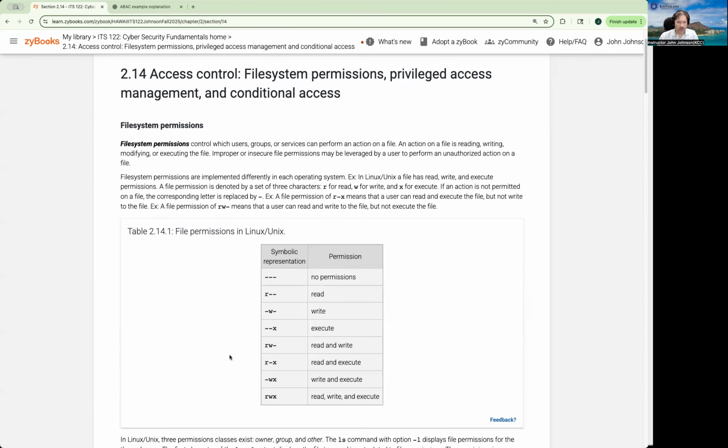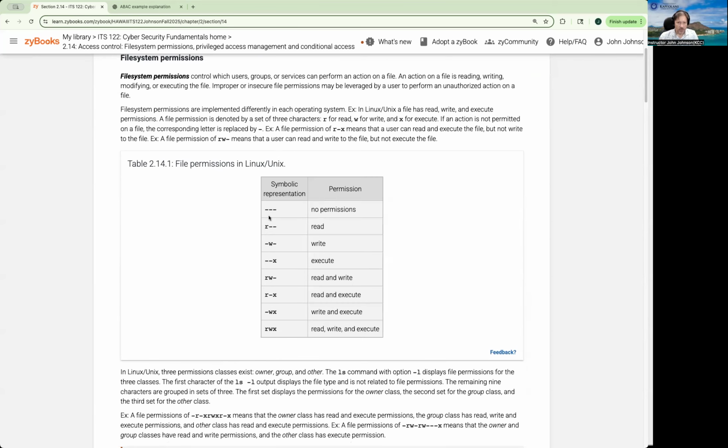If you look here at our table, you can see all the different permutations and combinations. No permissions is going to be 3 minuses in a cluster of those 3 sets of permissions. So all minuses means no permissions. r-- is read, -w- is write, and execute is just --x. rw- is read and write, but no execute. r-x is read and execute, but no write. And -wx is no read, but you can write and execute, which is kind of strange. And then you've got rwx, which is full everything.